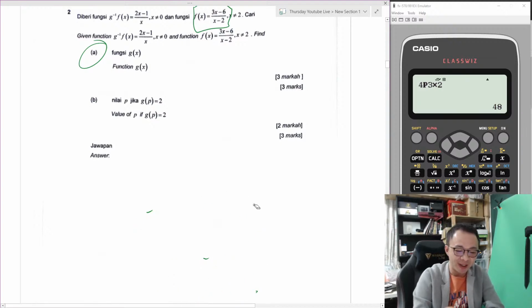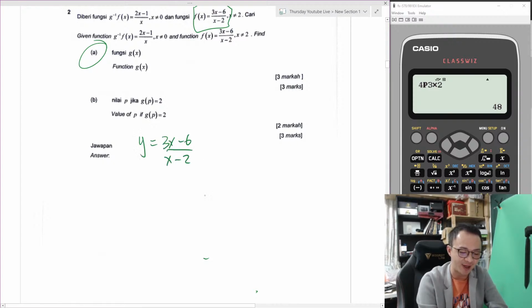Okay, so let's do f inverse first. So f x equals y. So I will just straight away do it. Okay, so I let y equals f x. Then here I want to make x the subject. So xy minus 2y equals 3x minus 6. I want to make x the subject, so I will minus, here will be 2y minus 6. Factorize out the x.